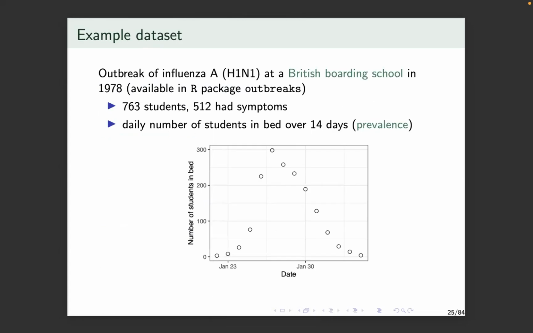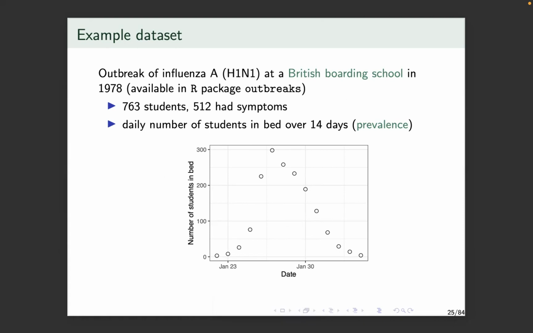So the first example we begin with is using a publicly available dataset in the package outbreaks. This dataset contains the daily number of cases for 14 days straight of an influenza outbreak at a British boarding school in 1978. In total, the boarding school has 763 students, nearly all of them full boarders. And during the course of the outbreak, 512 of the boys became ill. So you can see the plot of the raw data.